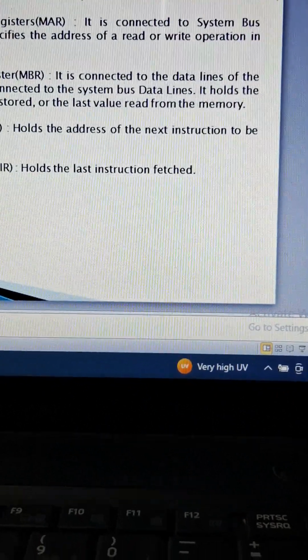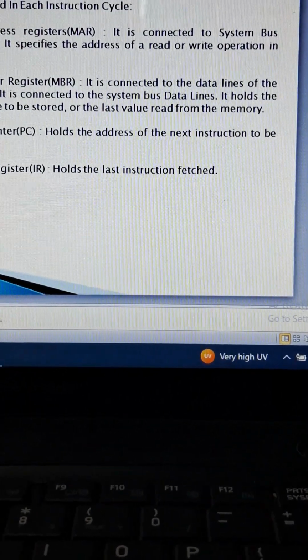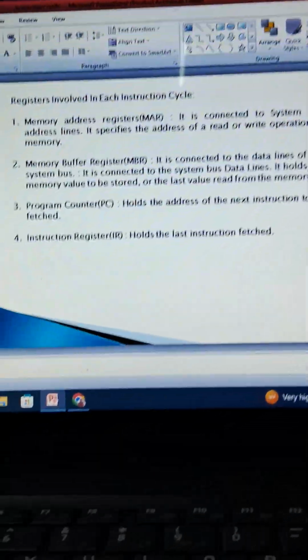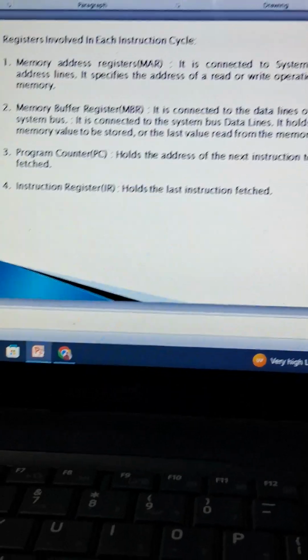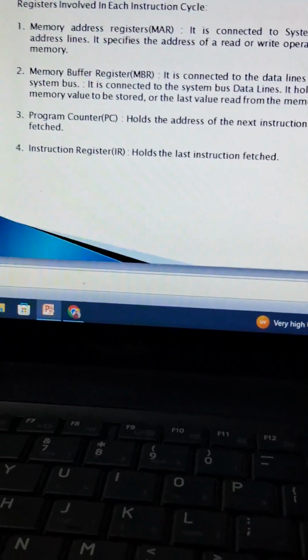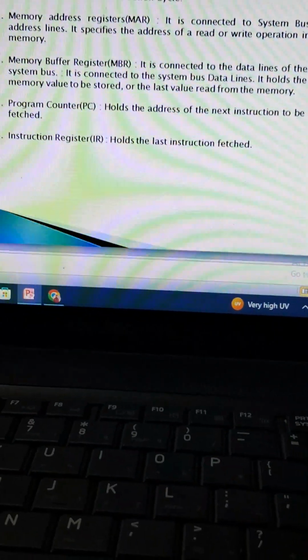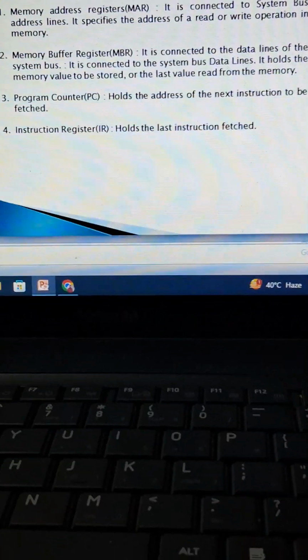Now the next is the memory buffer register. It is connected to the data lines of the system bus. It holds the value to be stored in memory and the last value read from the memory. That means it acts as a buffer, storing the data until it is executed. Next is the program counter, PC. It holds the address of the next instruction to be fetched, because fetching and executing in the instruction cycle is a continuous process. If one instruction is being executed or decoded, the next instruction in the pipeline comes up next. That number is stored in a register called the program counter. The instruction register holds the last instruction fetched. Whatever instruction was last fetched is stored in the instruction register.